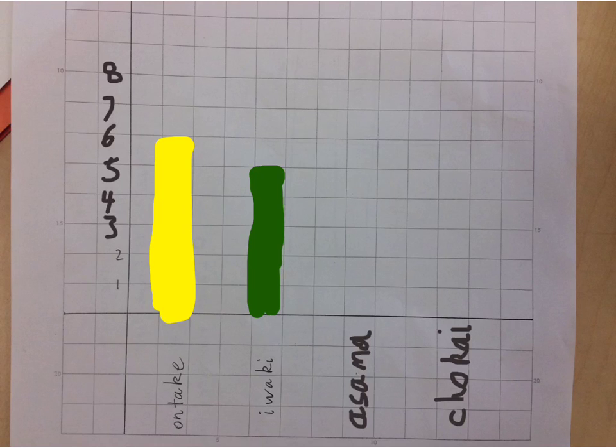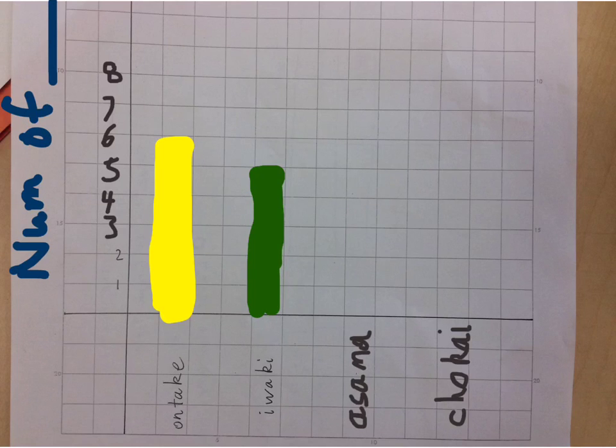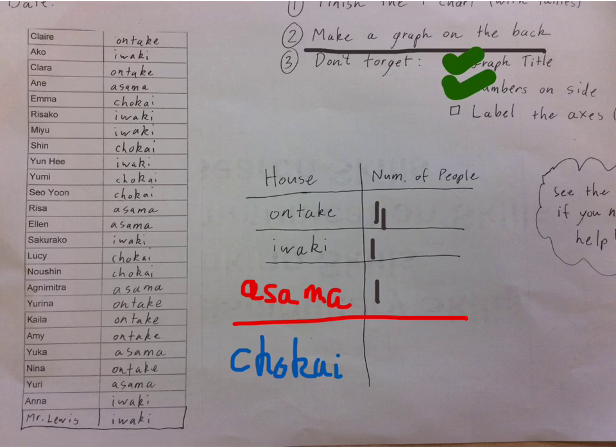And this side is going to be number of what? What are these numbers for? 1, 2, 3, 4, 5. Number of... your hint is here.